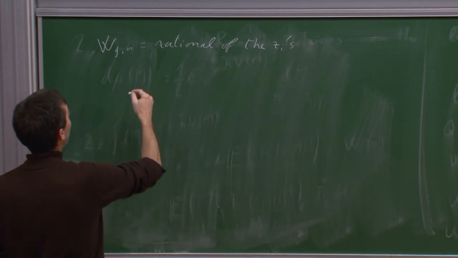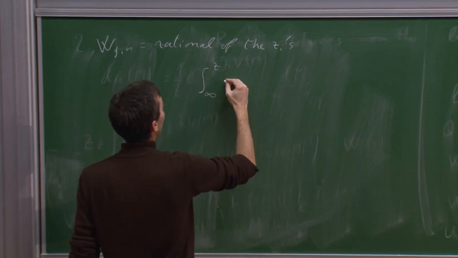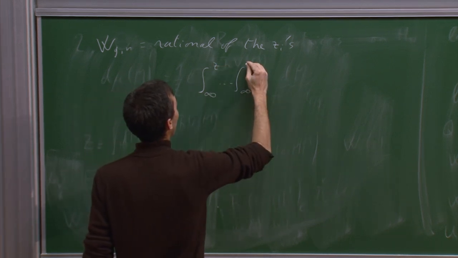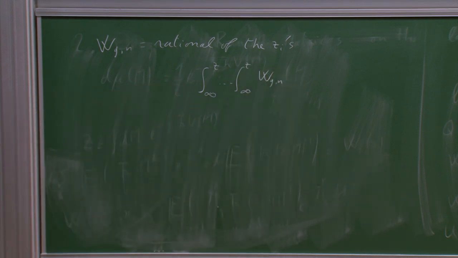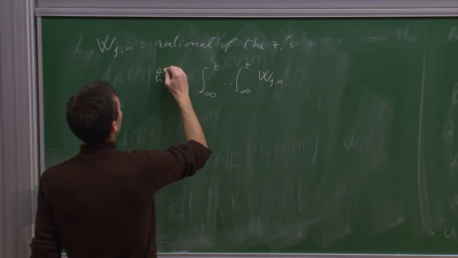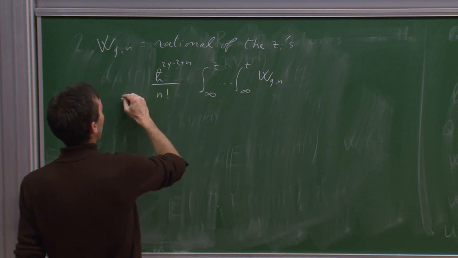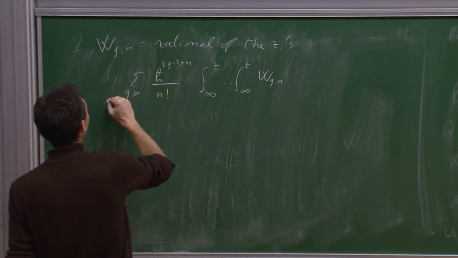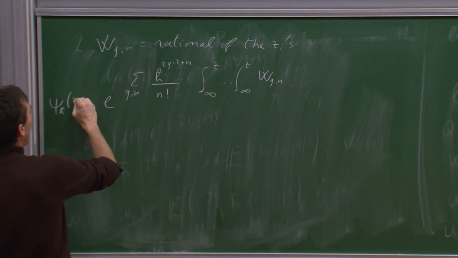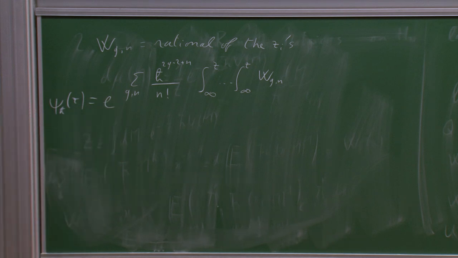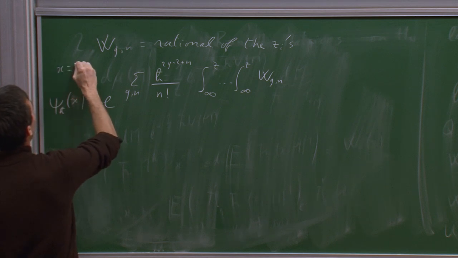And let's define, let's compute the integral from, let's say, infinity to z in each variable of W_{g,n}, so you integrate each variable, multiply by h bar to the 2g minus 2 plus n over n factorial, take the sum over g and n, take the exponential of that, and call that psi h bar of z. Well, call that psi h bar of x, where I remind you that x was z squared.